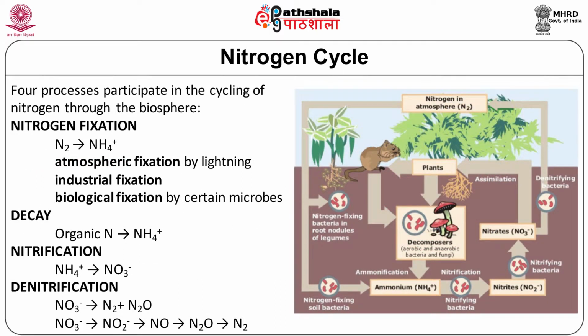There are four processes that participate in the cycling of nitrogen through the biosphere. Nitrogen fixation, which involves conversion of free nitrogen into ammonium ion. In the atmosphere, it is done through lightning. Industrial fixation of nitrogen is also carried out, and biological fixation of nitrogen is carried out by certain microbes. The second process is decay, which involves conversion of organic nitrogen into ammonium ions. The third process, nitrification, where ammonium ions are converted into nitrate, and denitrification, which converts these nitrate into free nitrogen and N2O.